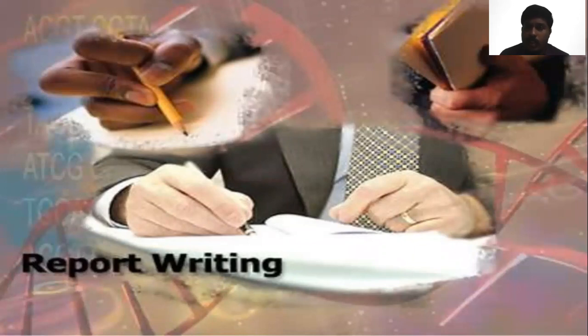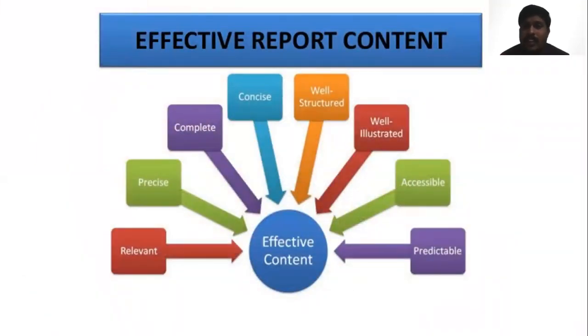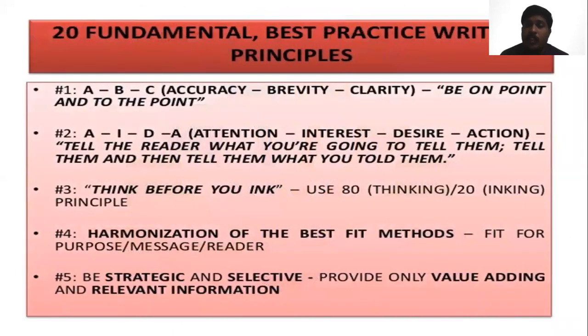So now we reach the final topic known as report writing. After the research ends, the report writing will be started. If you want to write an effective report, your report content should be relevant to the research. It should be precise, complete, concise, well structured, well illustrated, accessible, and predictable. Then only can we call it effective report content.